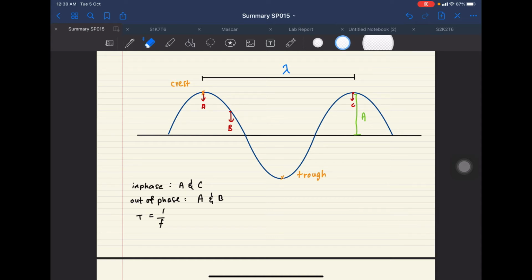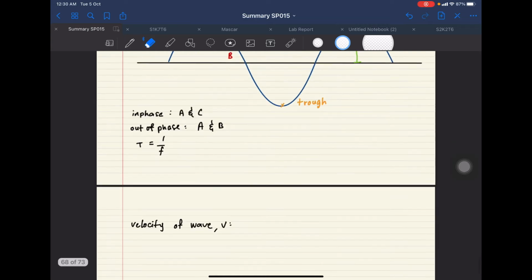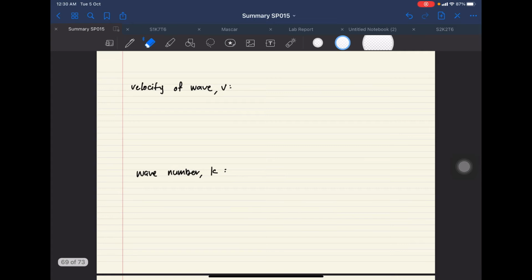Okay, so these are some of the important bits that you need to understand. Things like period T, frequency f, and lambda you already learned before this. Amplitude also you already learned. So the difference here, you need to know about crest and trough, as well as in phase and out of phase. Okay, and then also, of course, we have the velocity of wave.